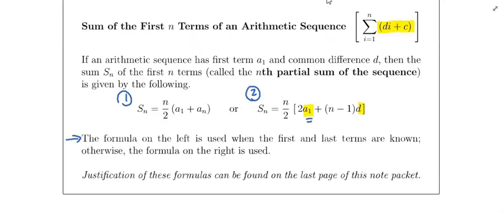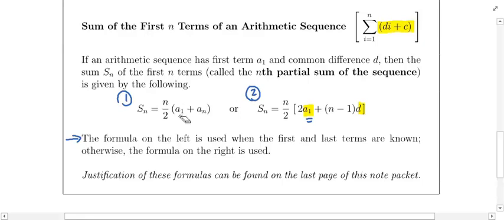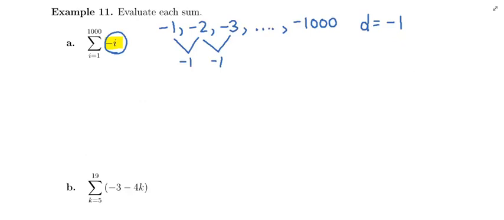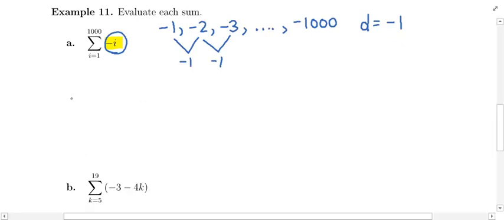We know enough information to use either one. We know the first term in the sequence is negative 1, we know the last term in the sequence is negative 1,000, and we know the d value is negative 1 here. So you can actually use whichever formula you want. It looks like it's going to be easier to use the first formula. It just looks simpler. So I will use S_n equals n divided by 2 times (a_1 plus a_n).